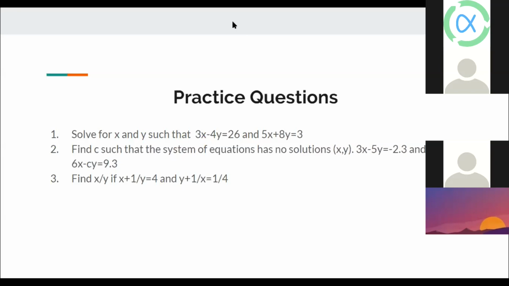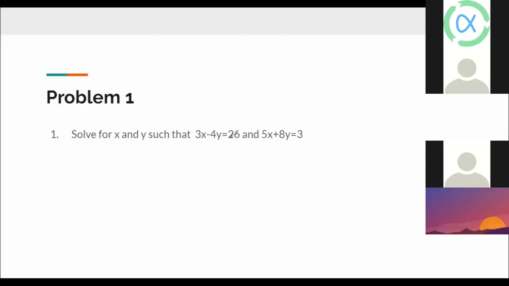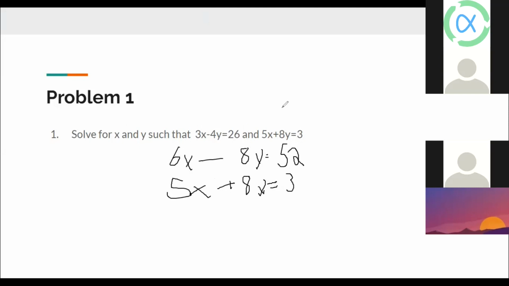Okay, let's go over them. So this is problem number 1. It says solve for x and y such that 3x minus 4y is equal to 26 and 5x plus 8y is equal to 3. So you can multiply this equation by 2 and you're going to get 6x minus 8y is equal to 52. And this equation is 5x plus 8y is equal to 3.